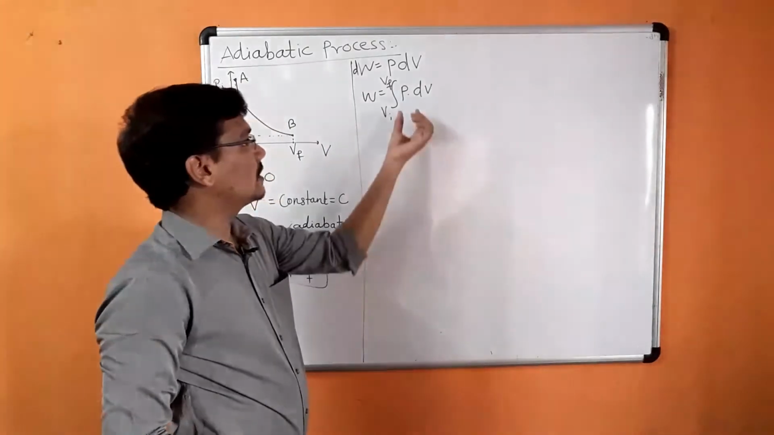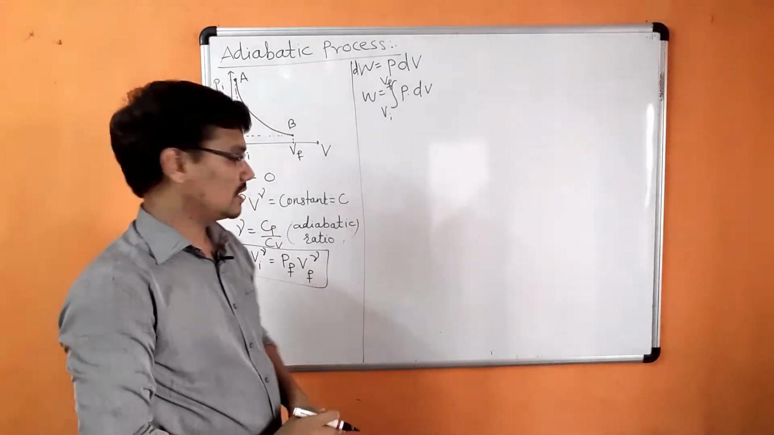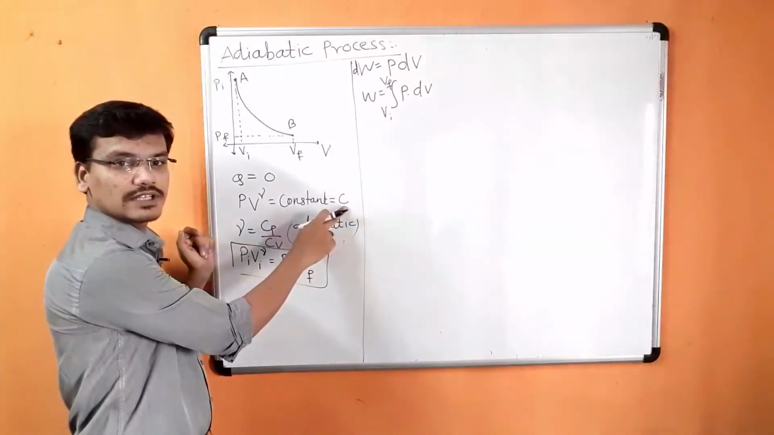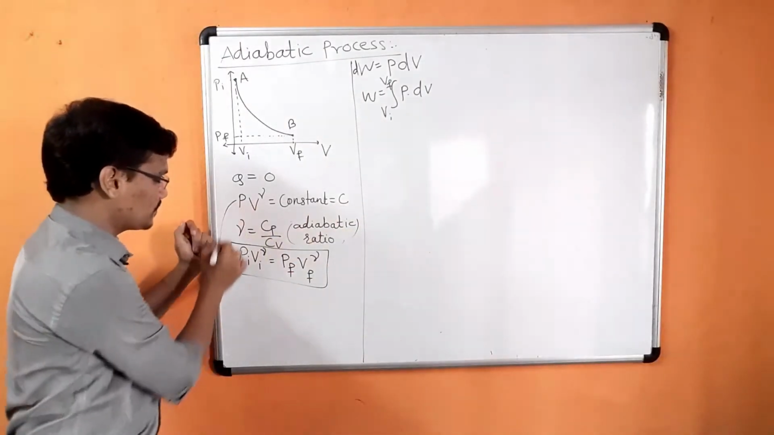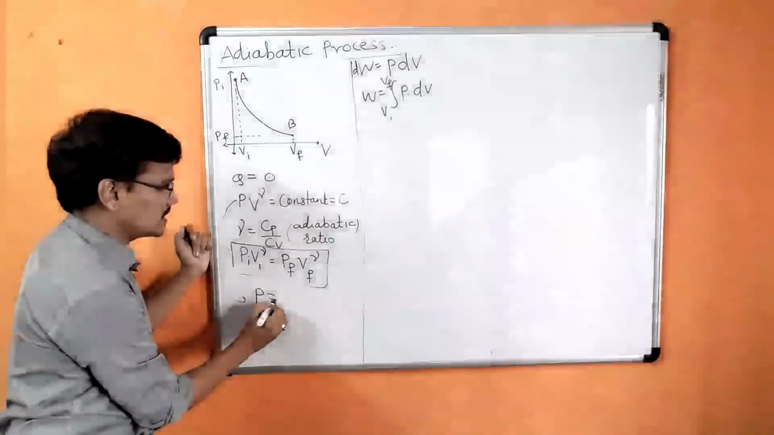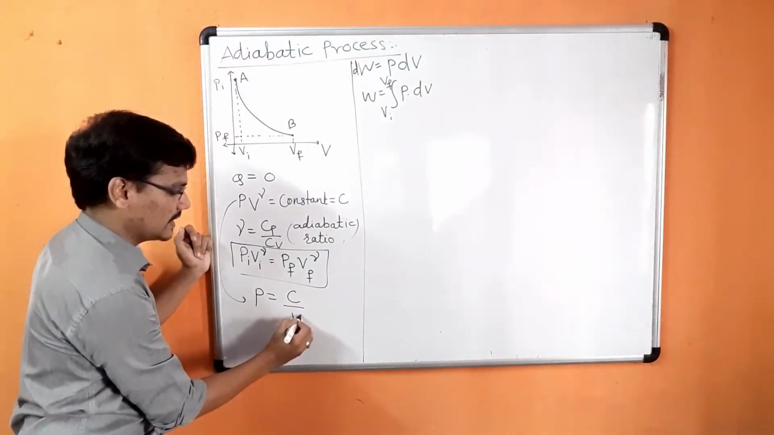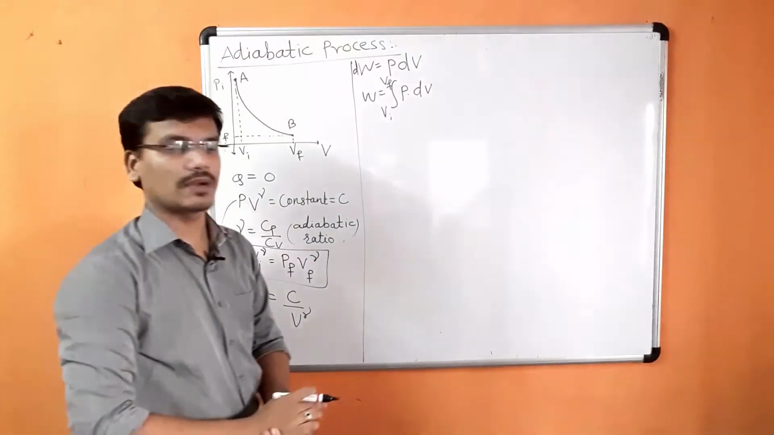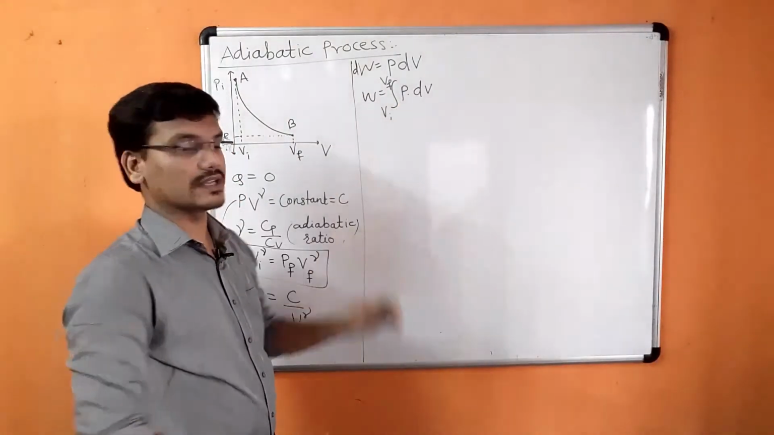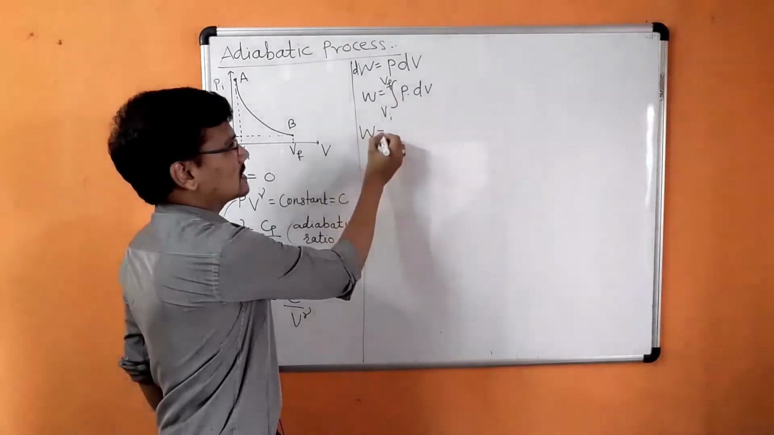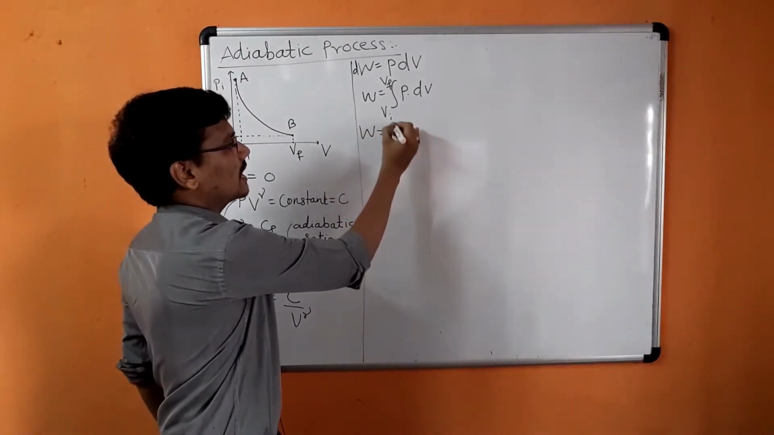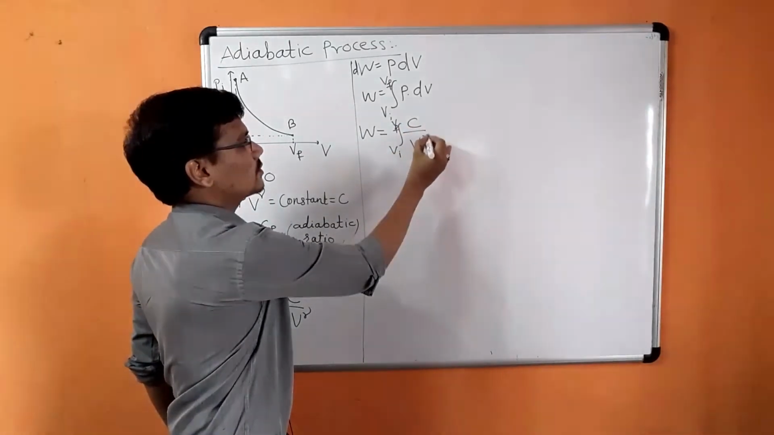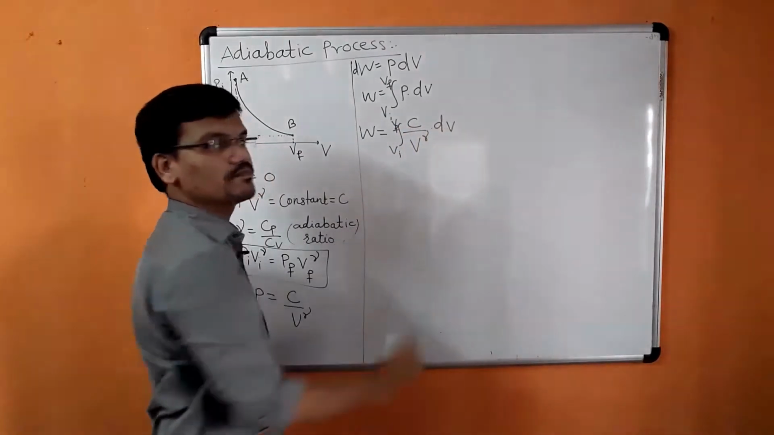Next, the value of P. What is the equation? PV raised to gamma equals constant, which is C. Therefore, P equals C upon V raised to gamma. Put this value in this equation. Therefore, W equals the integration from Vi to Vf of C upon V raised to gamma into dV.